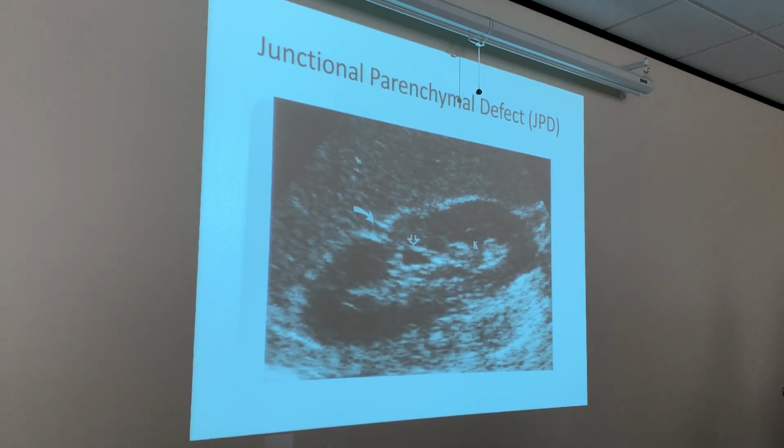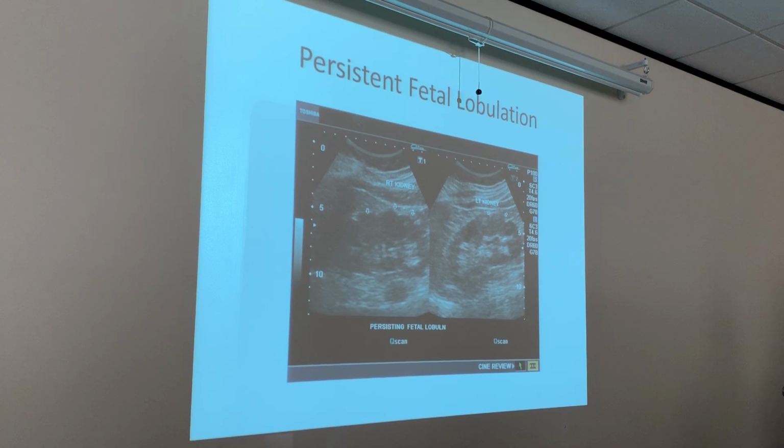Junctional parenchymal defect. It's where we have a bite taken out of the cortex. It's not a real bite, but it looks like a little beak has taken a bite out of it. This is a normal variant. It happens during embryology. Fetal lobulation also happens during embryology. You can see that the kidney is kind of scalloped. That's called fetal lobulation. It's not an abnormality.